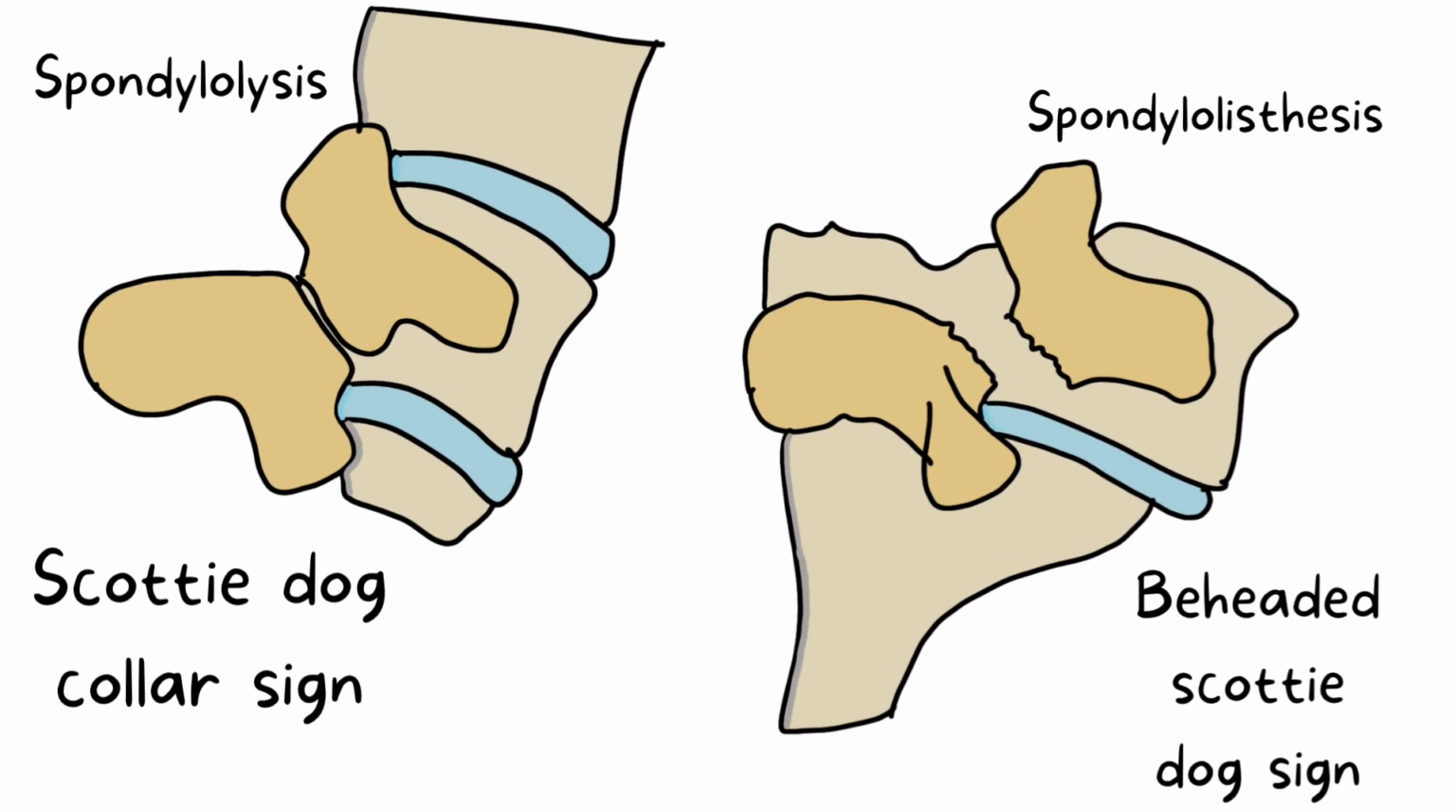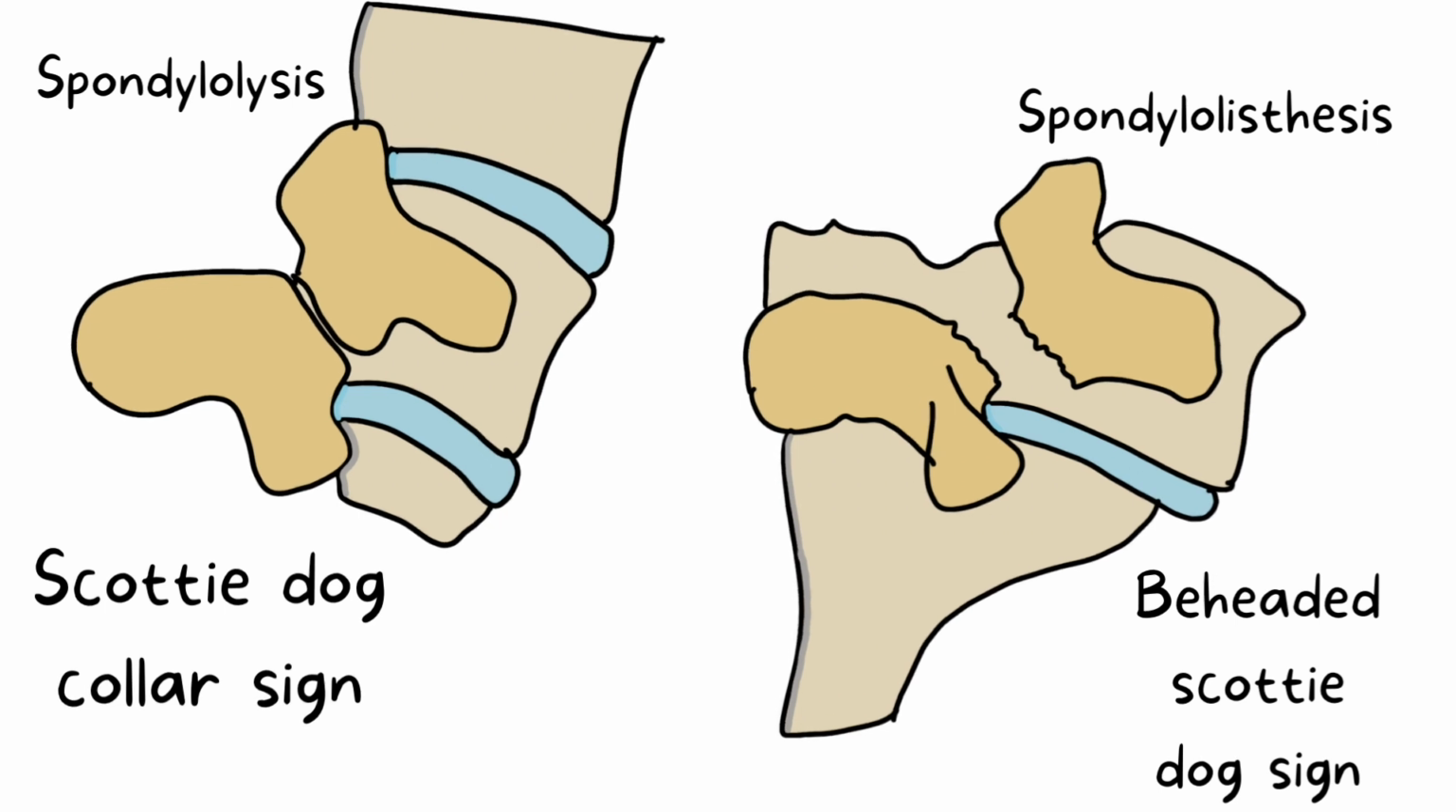Now let's see two important radiological signs in listhesis. In the image on the left, you can see that the pars has a defect, which looks like a dog wearing a collar. So it is called the Scotty dog collar sign. This is seen in spondylolisthesis. In the image on the right, you can see that the pars is completely fractured and separated. This is also seen in spondylolisthesis, and this sign is called the beheaded Scotty dog sign.